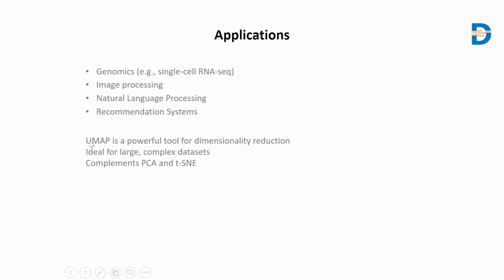UMAP is a powerful tool for dimension reduction, ideal for large and complex datasets. It complements other techniques like PCA and t-SNE, which we already discussed. Based on the requirement and the datasets, we apply these techniques to reduce the dimensionality.